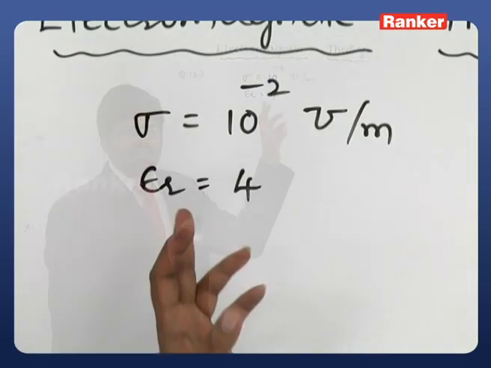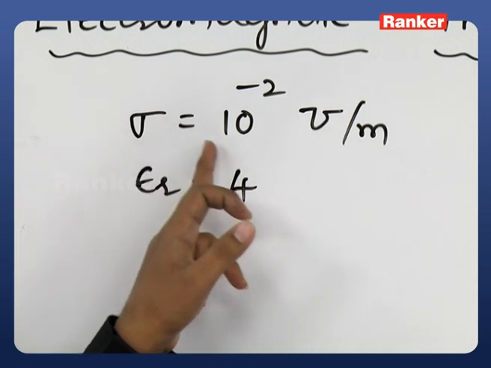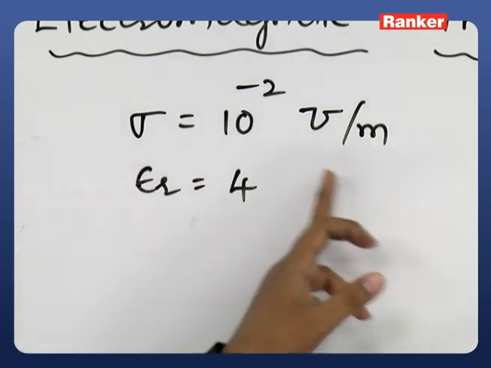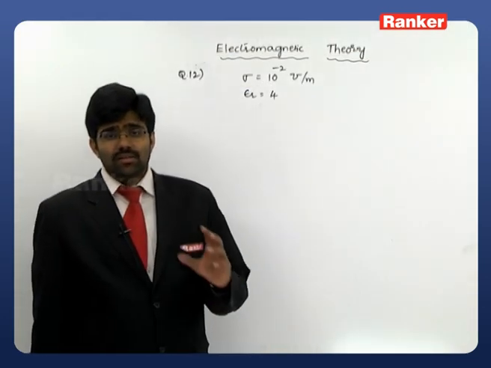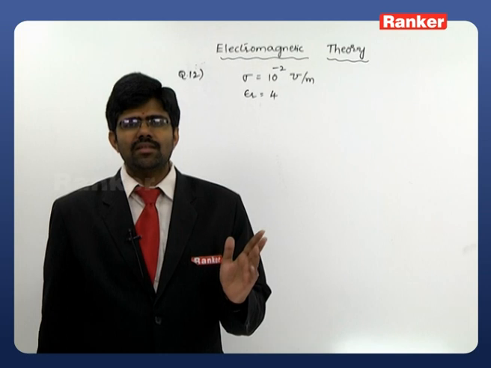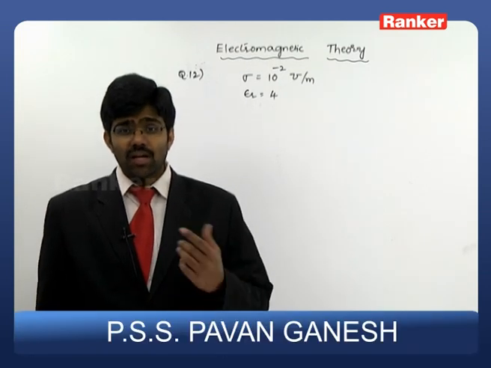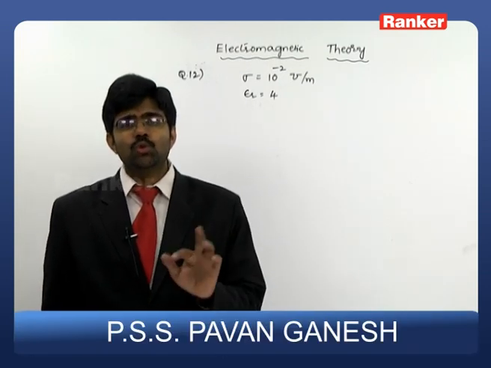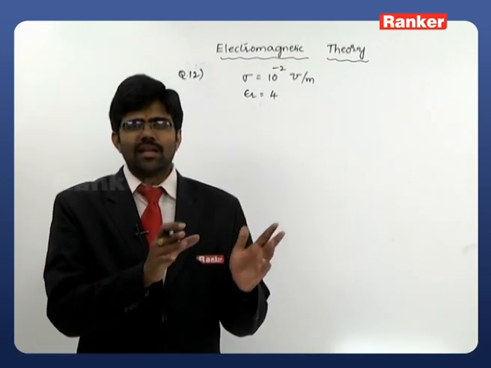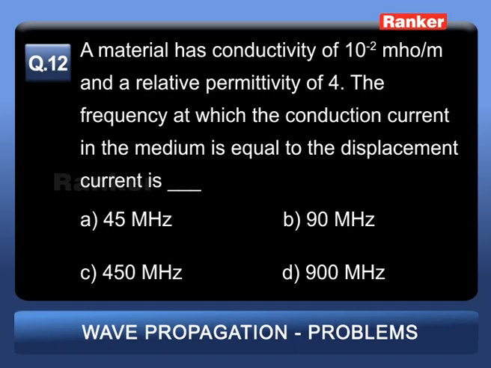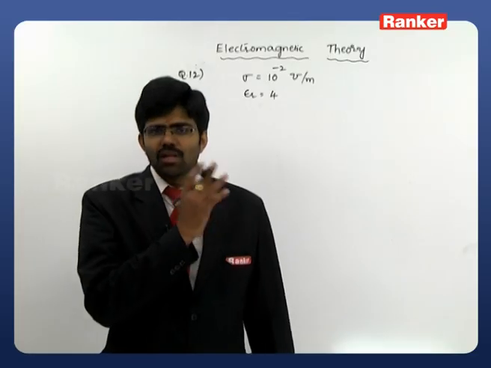Here clearly, for a particular medium, sigma is given to us, sigma equals 10 power minus 2 mho per meter, and relative permittivity is given to us, epsilon r equals 4. The basic condition here is that the conduction current is equal to the displacement current. We must calculate at which frequency these two are equal. That is what we are supposed to calculate. Whenever we say that the currents are equal, the current densities are also equal. So whenever we write conduction current equals displacement current, the same can be taken as conduction current density equals displacement current density. That is what I am using here.